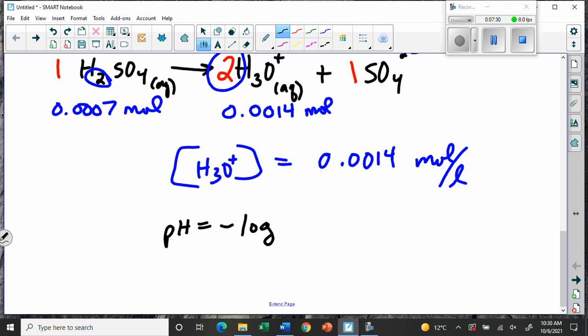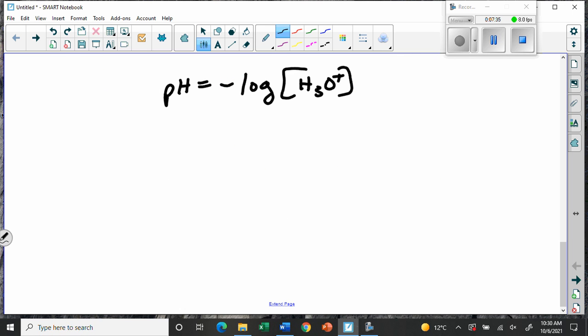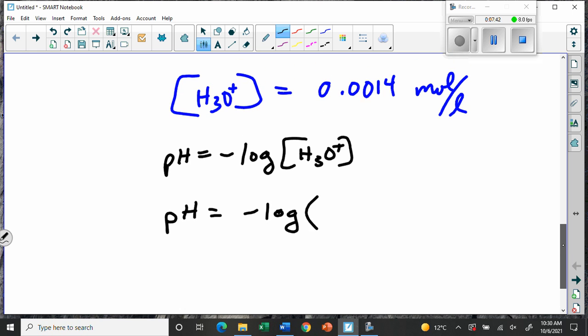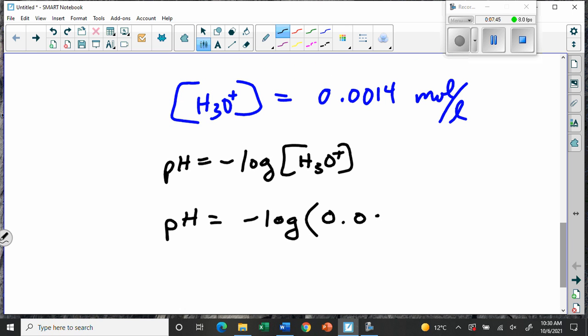the negative log of the hydronium ion concentration. And so that would be pH equals the negative log of, I'll go back up a bit, 0.0014 moles per liter. And if we take our calculator out and we crunch that through and we put 0.0014 and we do the log, we get a pH of about 2.85. So it rounds off to about 2.9.